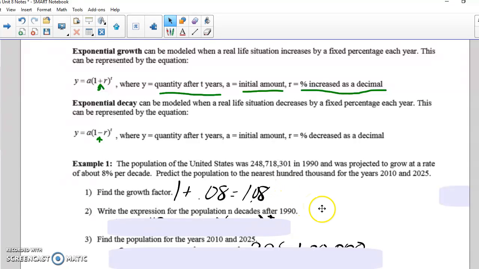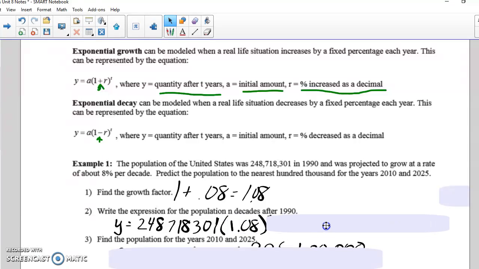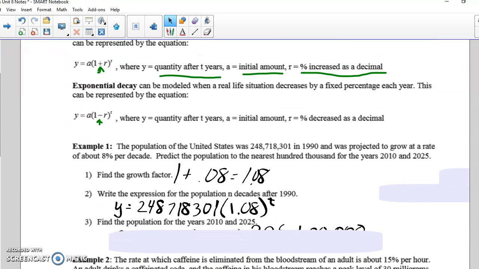Now the expression for the population n decades after 1990, we're just going to plug in the values. A, remember, is our starting value. So we have y is equal to a, we plug in that value, then we have 1 plus r, that's the 1.08, and then we have t. Fairly simple so far, right? It's just identifying what the important features are.